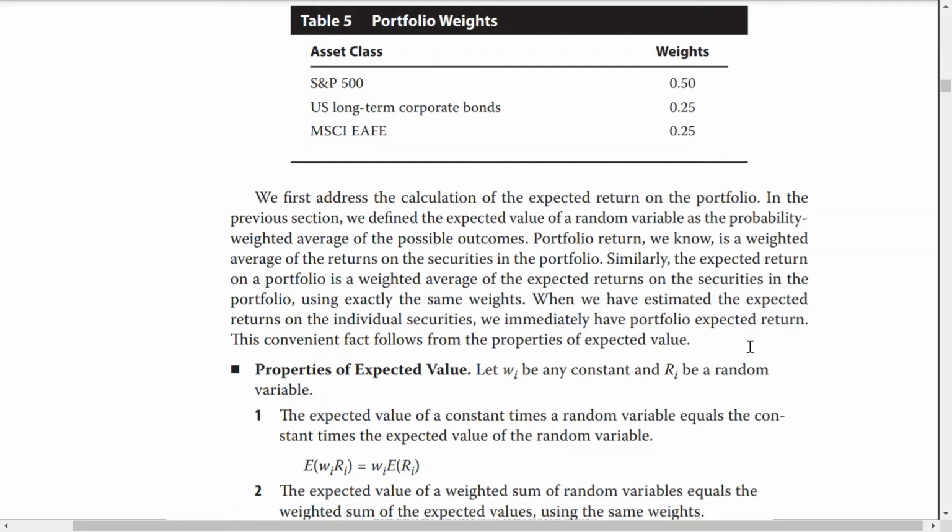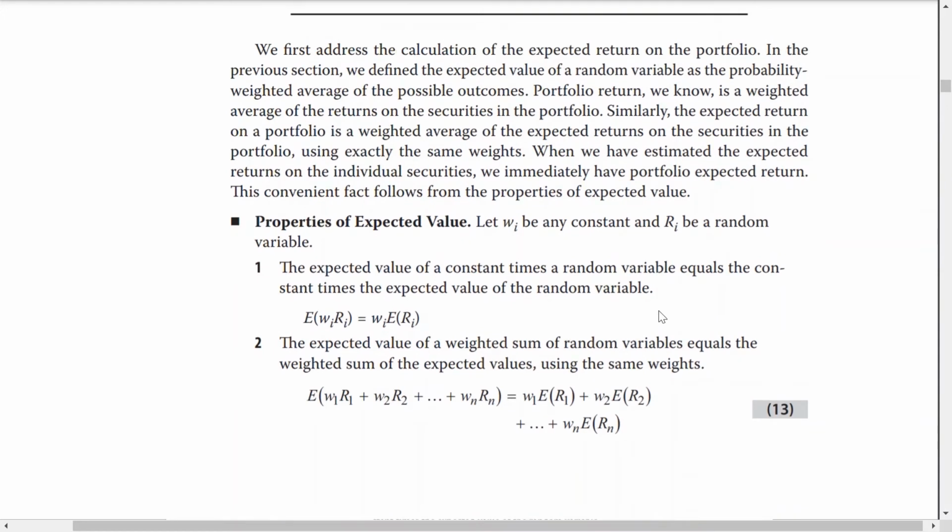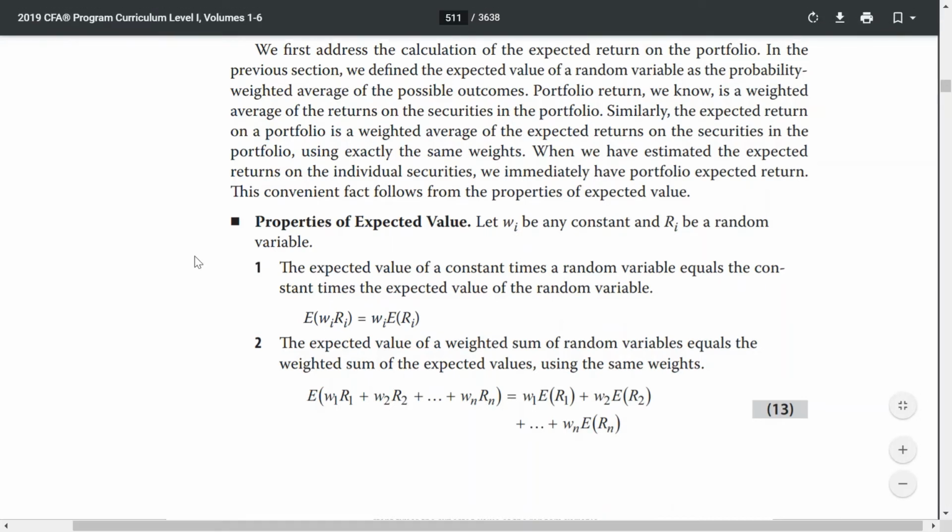Properties of expected value: let Wi be any constant and Ri be a random variable. The expected value of a constant times a random variable equals the constant times the expected value of the random variable. So this makes sense. You can multiply the expected value and you will get the same expected value. The expected value of a weighted sum of random variables equals the weighted sum of the expected values using the same weights. So it has a distributive law.